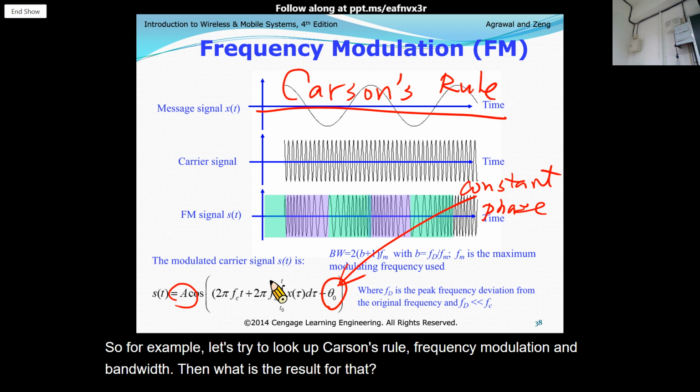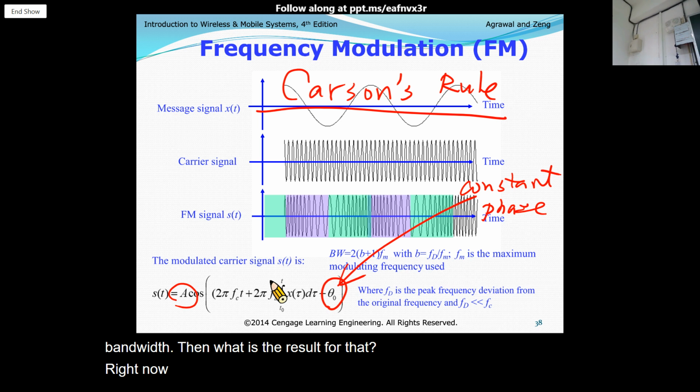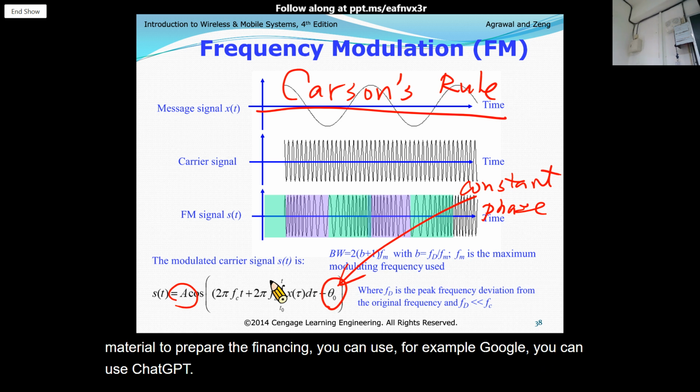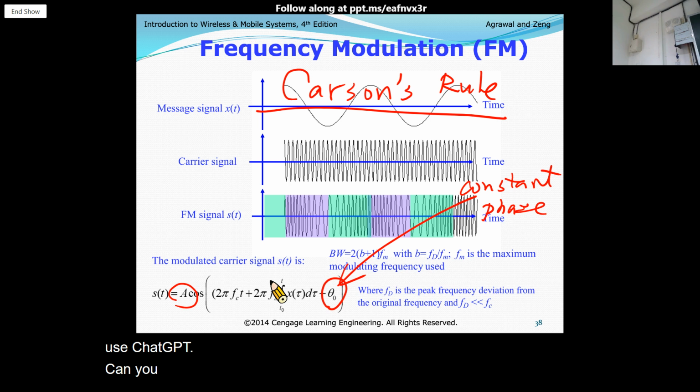Right now I think, indeed, if you want to have material to prepare for the final exam, you can use, for example, Google, you can use ChatGPT. Can you find it? Yes, right. And a similar formula here, 2 multiplied by something. And so that you will have the detailed description for you.